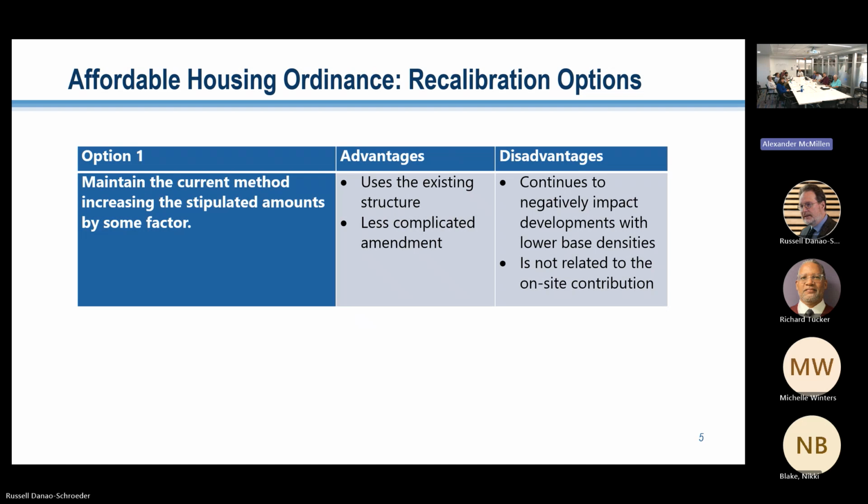Advantages to using this option is that it uses the existing structure. It's known. It's less complicated of an amendment. It's simply changing the numbers. The disadvantages to this option would be that it continues to negatively impact or have a greater weight on developments with lower base densities, particularly below 1.3 FAR. And it's not related directly in any way to the on-site contribution, which is the principal method outlined in the ordinance.